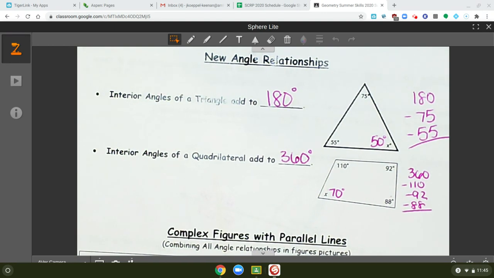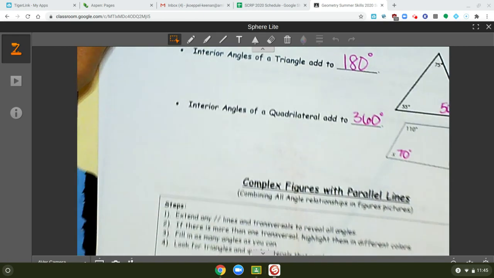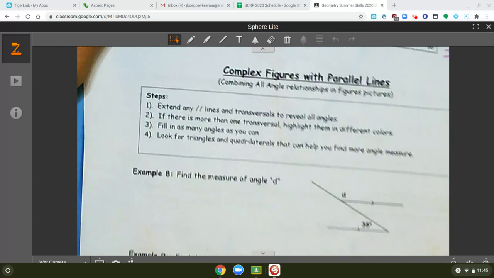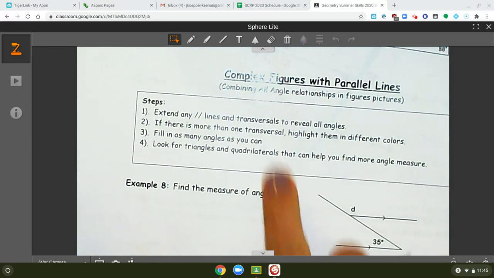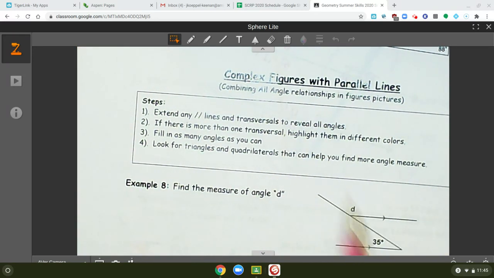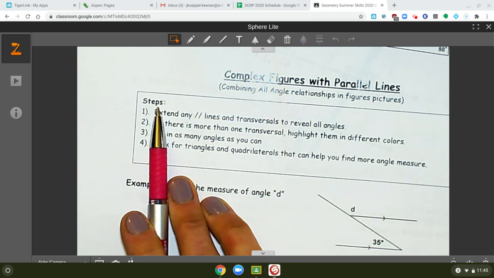Okay, so now we're going to take these two angle relationships and we're going to combine them with our parallel lines. All right, so this is the big part of today's lesson: complex figures with parallel lines, combining all of our angle relationships. So here are your steps.